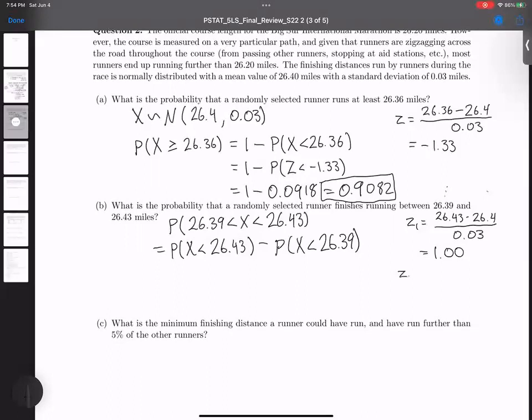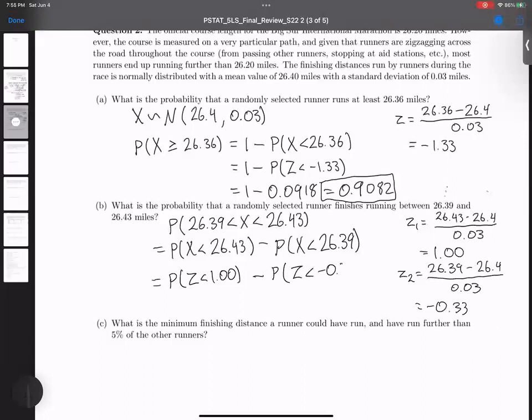And then z2 is equal to 26.39 minus 26.4 divided by 0.03, that's negative 0.01, divided by 0.03, that's a negative 1/3. So rounding, we would get negative 0.33. So this is equal to probability that z is less than 1.00 minus probability that z is less than negative 0.33.